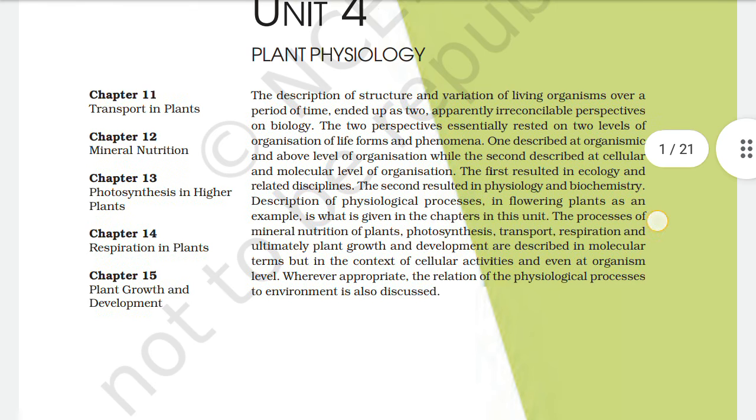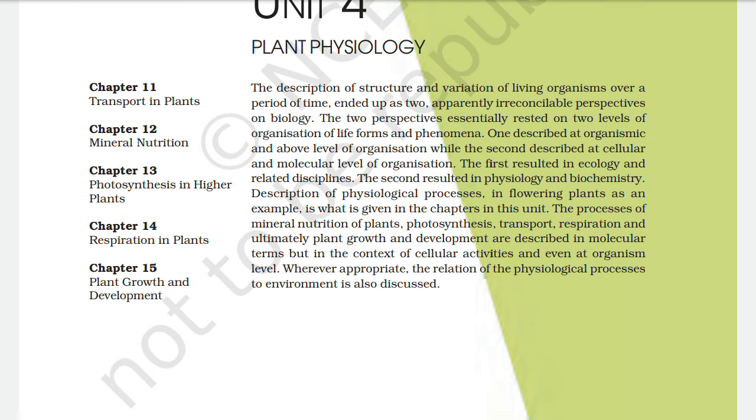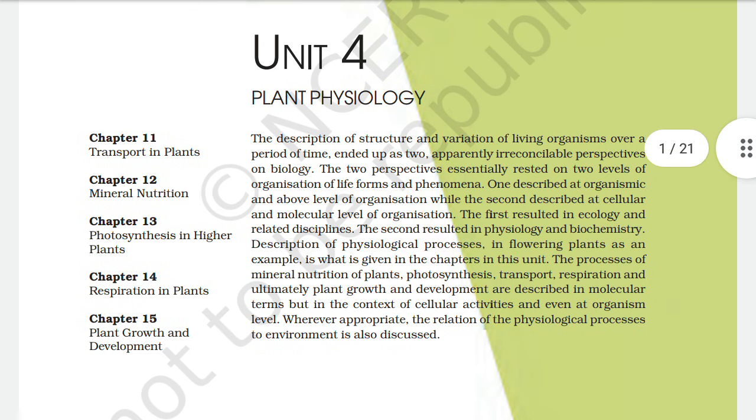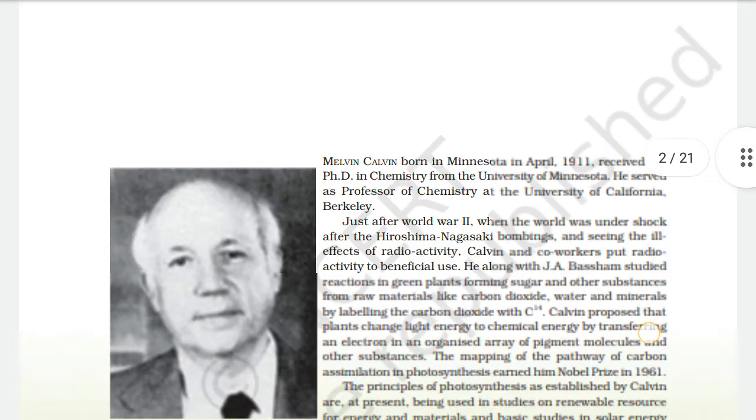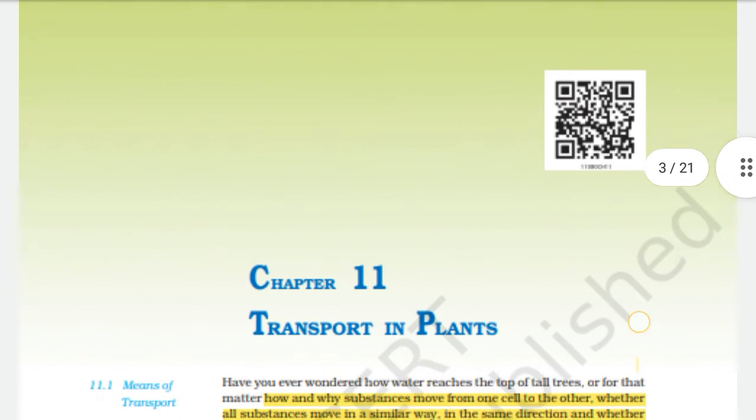So let's start the study of life, that is biology. Today we will read plant physiology. The very first chapter of plant physiology is transport in plants. So let's start. Transport in plants.